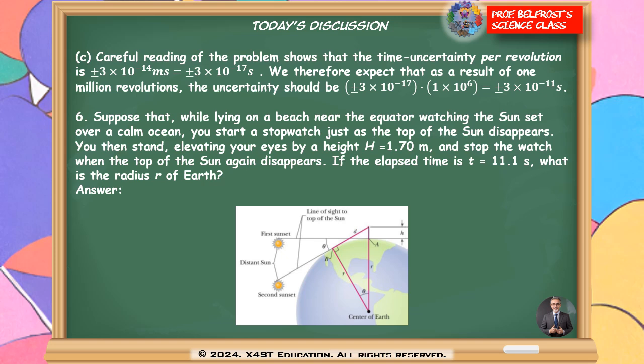Problem 6. Suppose that while lying on a beach near the equator watching the sunset over a calm ocean, you start a stopwatch as the top of the sun disappears. You then stand, elevating your eyes to a height of h equals 1.70 meters, and start the watch again when the top of the sun again disappears. If the elapsed time is t equals 11.1 seconds, what is the radius r of Earth?